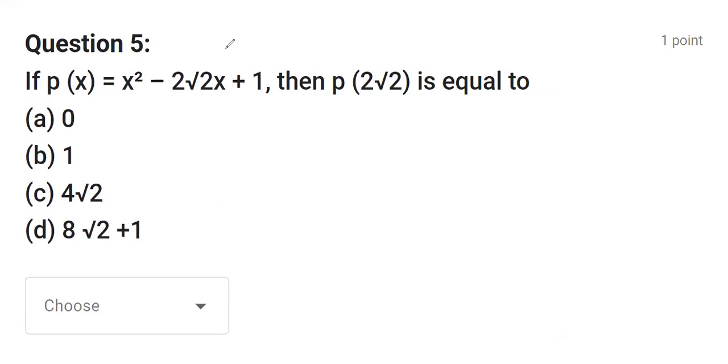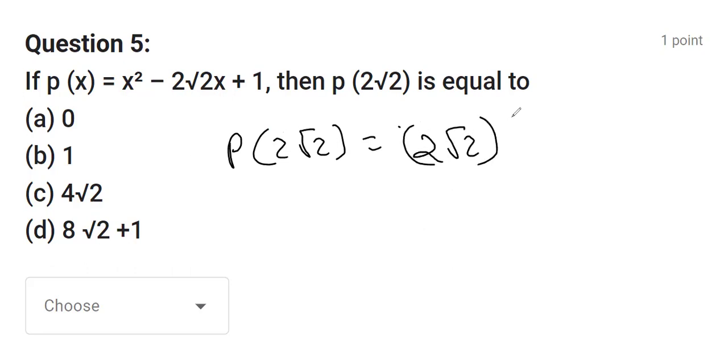In the next part, you can see that we are given a polynomial, this, and we have to find p of 2 root 2. So let's see how we can do this. What we have to do is just plug in the value of x as 2 root 2. So it is p of 2 root 2, replacing x with 2 root 2. What we'll get is 2 root 2 squared minus 2 root 2 times, again an x over here, so we'll replace this with 2 root 2, and then plus 1.